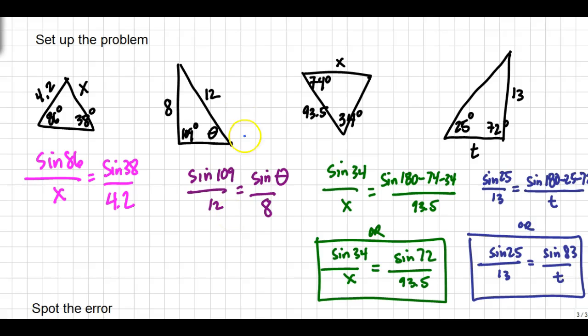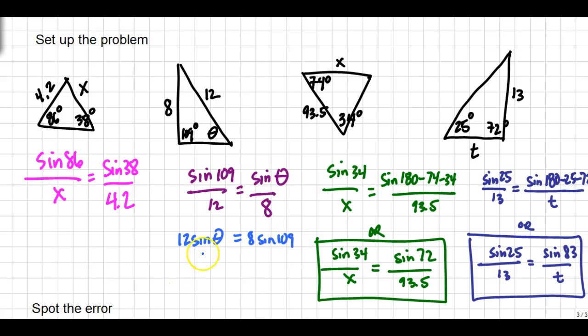But I would like to do this second problem with you here because it's got a missing angle. And we hadn't done an example yet of how to do a law of sines problem when the angle is missing. So let's go ahead and cross multiply here to solve. So I'm going to do 12 sine theta equals 8 sine 109.